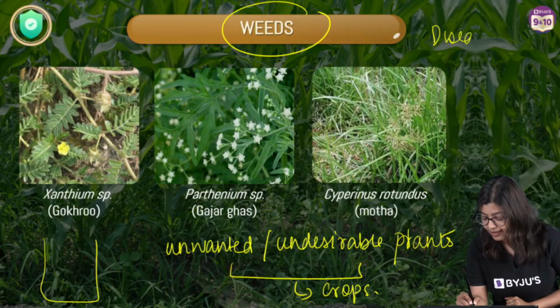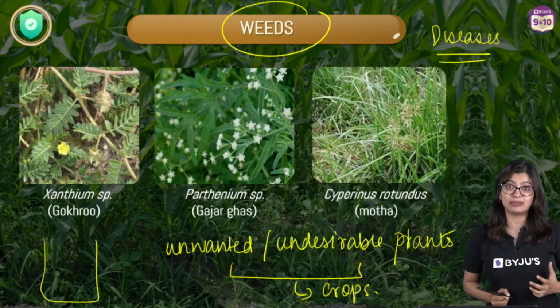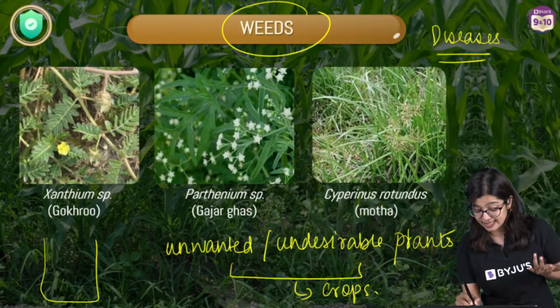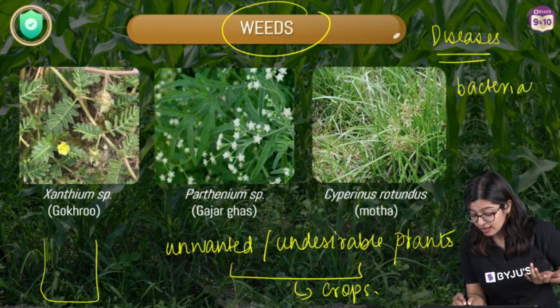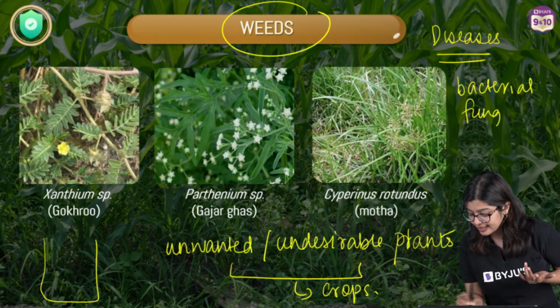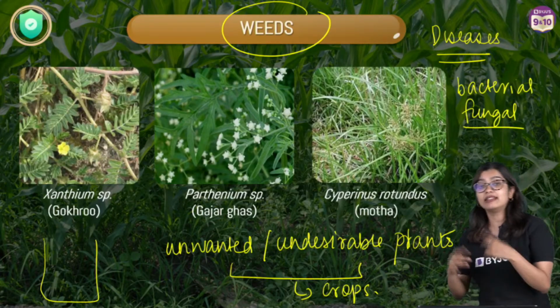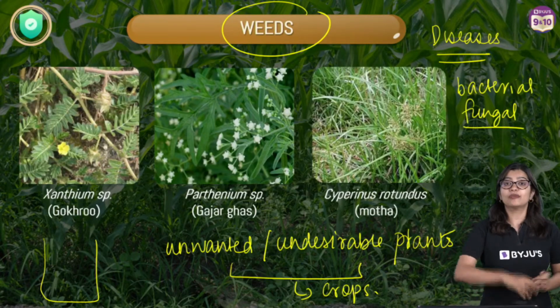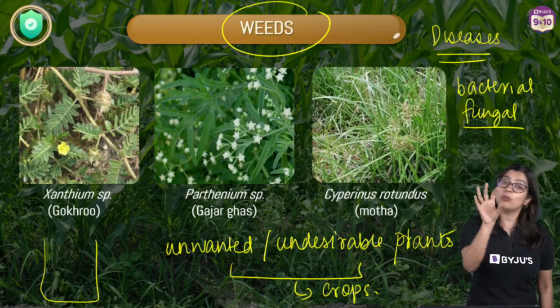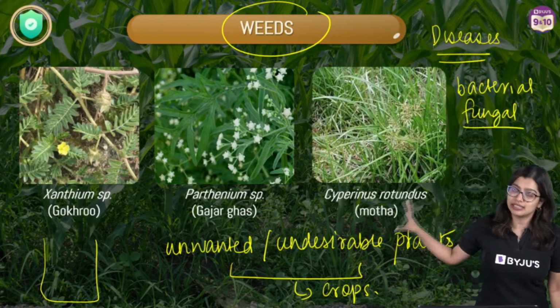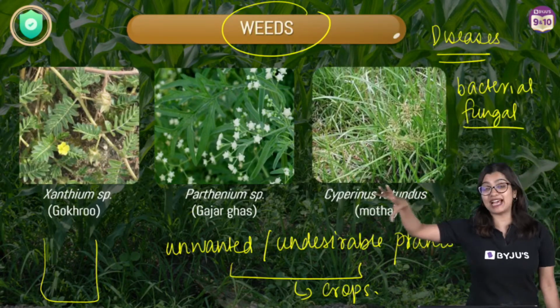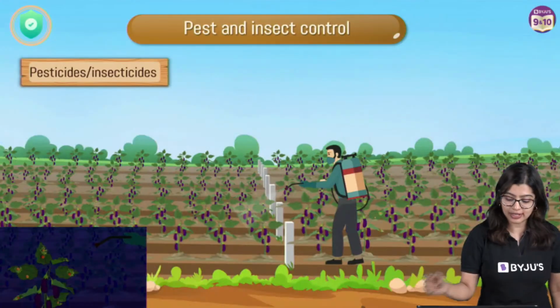We also see that there are various diseases that can be spread. There are bacterial diseases and fungal diseases, all caused by disease-causing microbes or pathogens, and these can also be spread. So there is a need to protect our crops from these pathogens, the weeds, the pests, and the insects. So how can we do this?